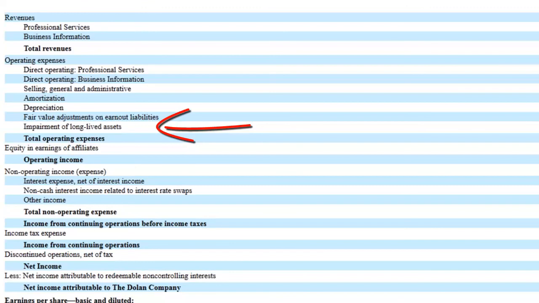But it is a non-cash expense because the money to buy the asset was already spent a long time ago. And because of this, a lot of investors realize this, and when they try to determine the company's profitability or value it, they might take it out of the income statement to get a better picture of what the profitability would be if the impairment was not included as part of the operating expenses.